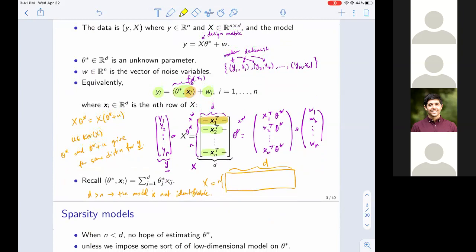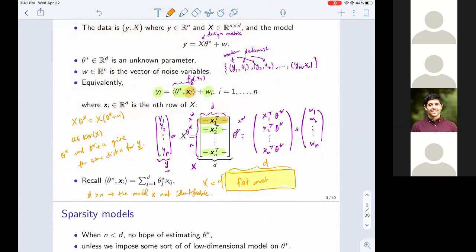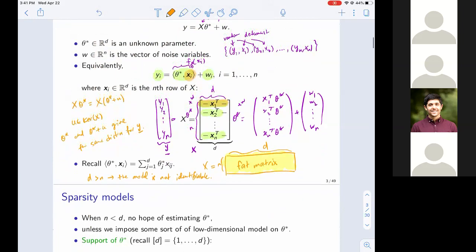And the assumption is that the number of covariates d is much bigger than n. So this design matrix is a fat matrix, as opposed to a tall matrix. And this also means that the kernel of X is non-empty. The kernel is the set of vectors that are mapped to 0. The kernel is always non-empty, but here it is non-trivial, so the kernel is bigger than the trivial kernel, which just contains the 0 vector.